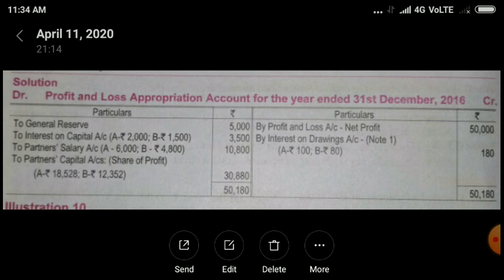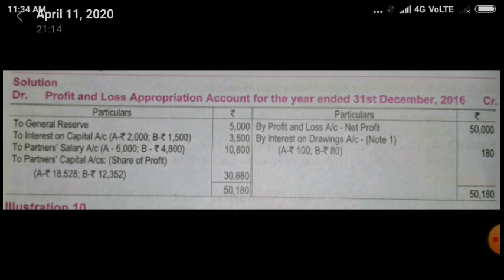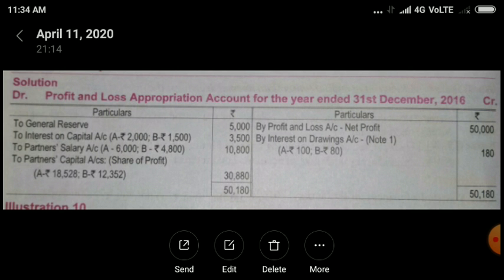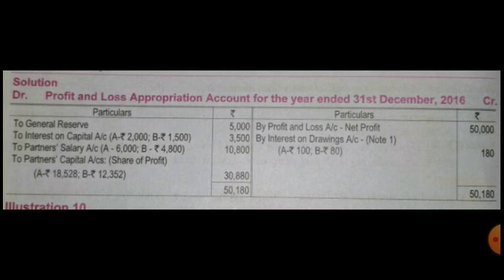Now, how much will be transferred to the capital of each partner is decided by the profit sharing ratio. So multiplying 30,880 by 3/5, you will get the share of profit of A, and by multiplying 2/5 with 30,880, you will get the share to be transferred to B. So the amounts will come to 18,528 for A, and for B it will be 12,352. So this amount will be transferred to capital account.